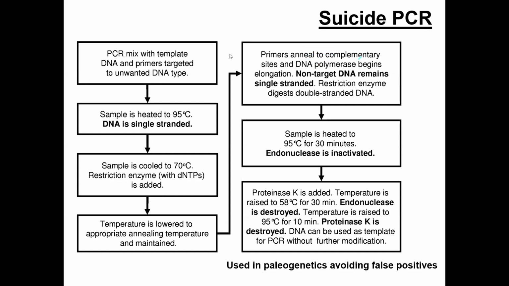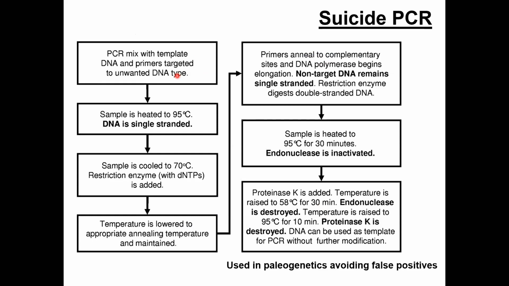So what we do here in a suicide PCR, first, for example, we have an archaeological sample which we want to identify. But we know that there can be some other contaminant present in the archaeological sample. So first, we run a PCR with primers targeted to the unwanted gene, for example, a contamination of a microbe or a virus or something.